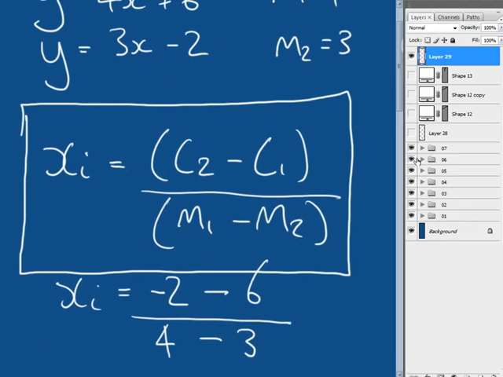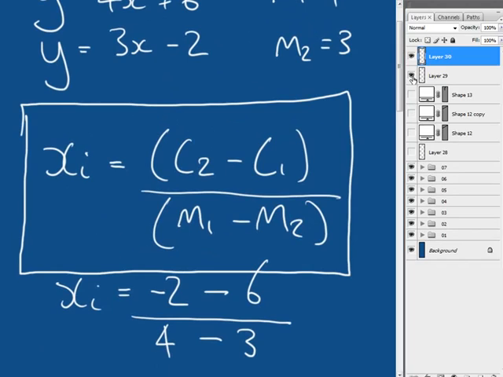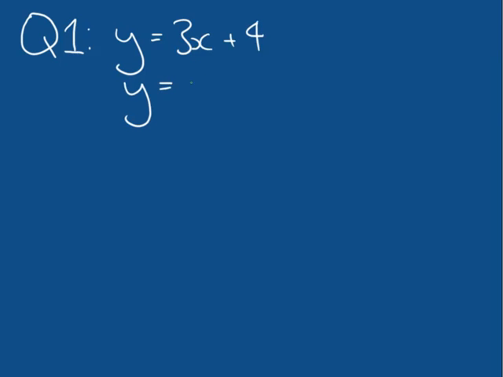So the first question that I'd like you to answer is to find the point of intersection between the following two lines. So the lines are y is equal to 3x plus 4 and y is equal to minus x plus 2. So go ahead and give this a try, find the point of intersection using our equation, and then once you have an answer or if you get stuck, unpause the video and I will work through the solution on the whiteboard.